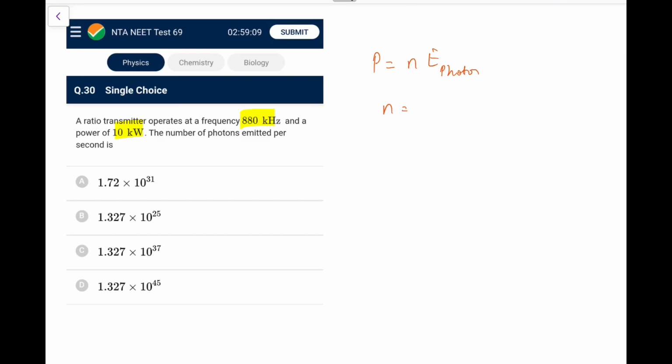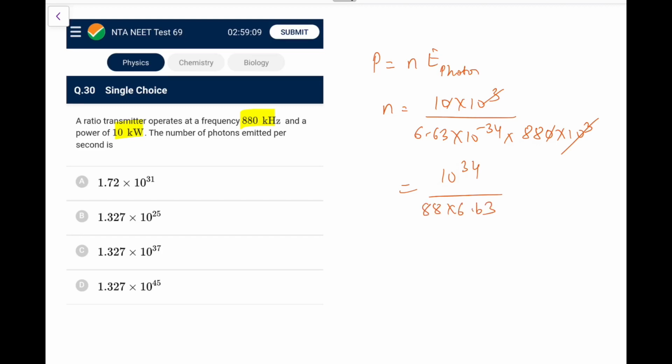So the number of photons would be power, that is 10 into 10 to the power 3. A single photon's energy is h nu, that is 6.63 into 10 to the power minus 34 into 880 into 10 to the power 3. So this goes, this goes, this goes. So what we have, take 10 to the power 34 above, it would be 88 into 6.63. So now you can make out 88 into 6.63.